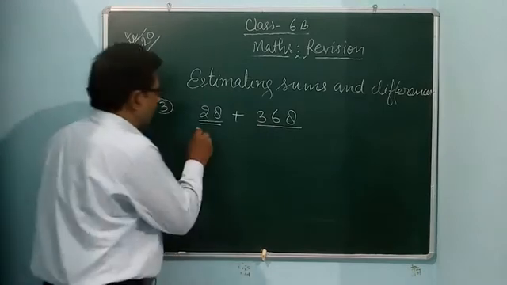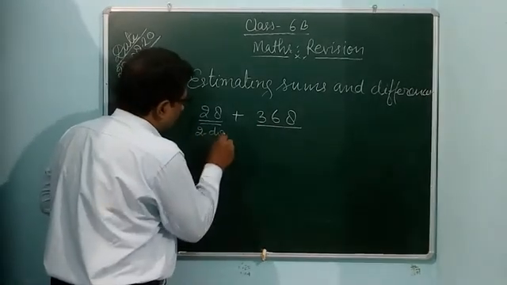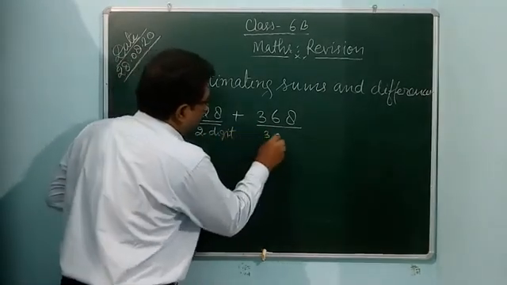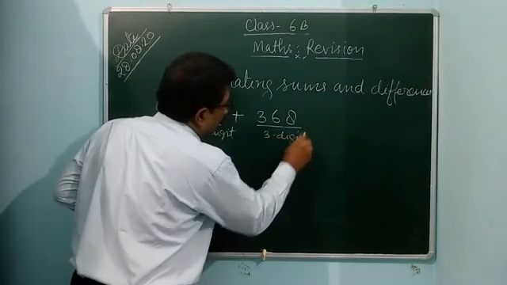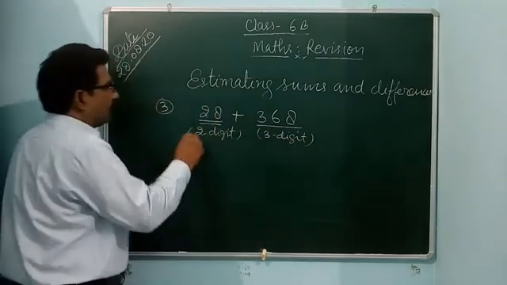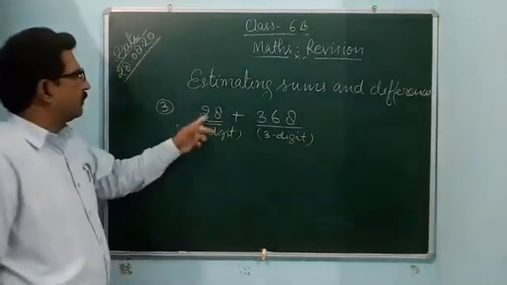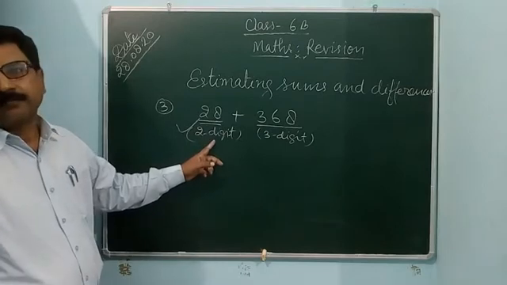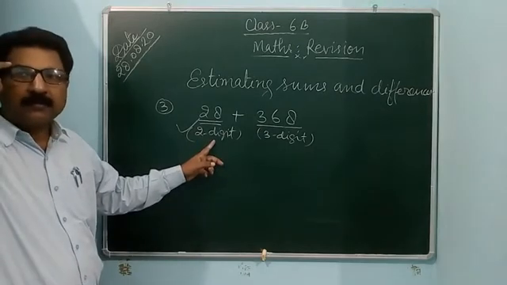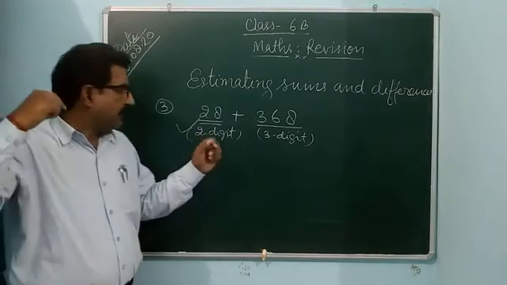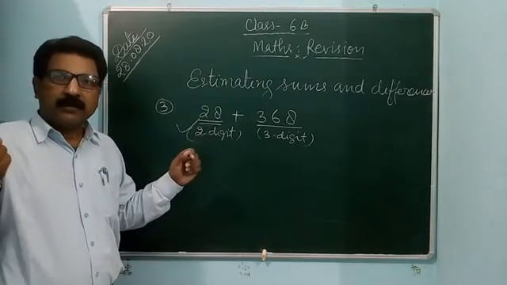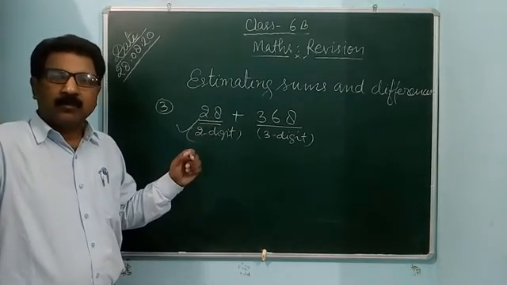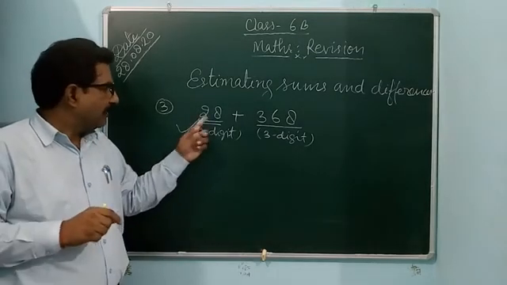It is a 2 digit number, it is a 3 digit number. You take the 2 digit number, and according to the 2 digit number, you take round off. So always keep in your mind, you take care. Firstly, you identify the number using the least digit.